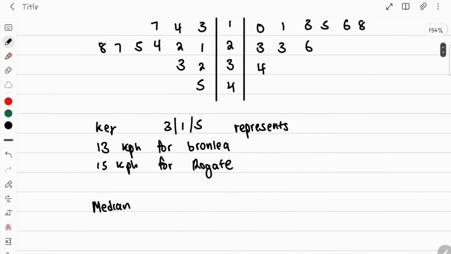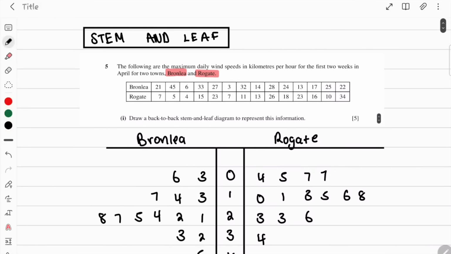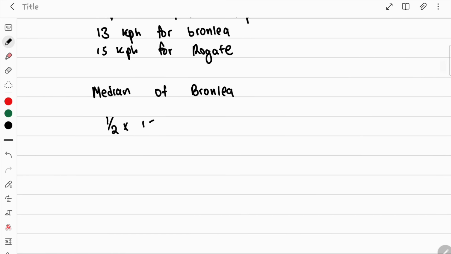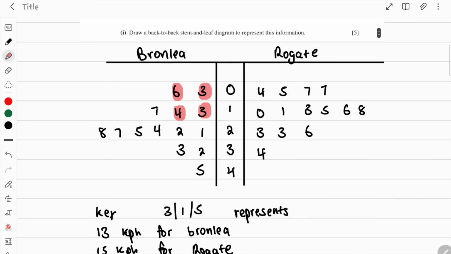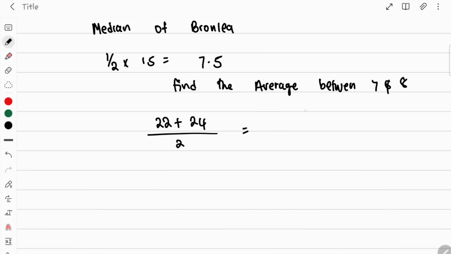Now, usually they ask you about the median. The median you do is simply half times the total number of values. And if you get a decimal, you find the average between the two values. So in this case, it was 7.5, so I find the average of the 7th and 8th value.